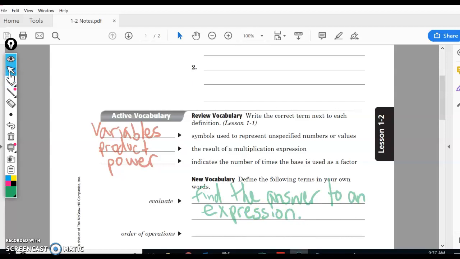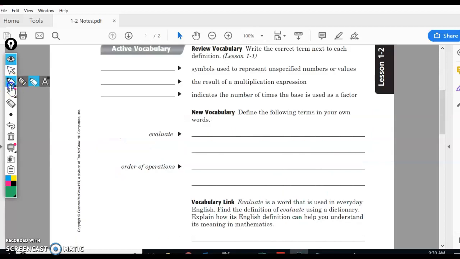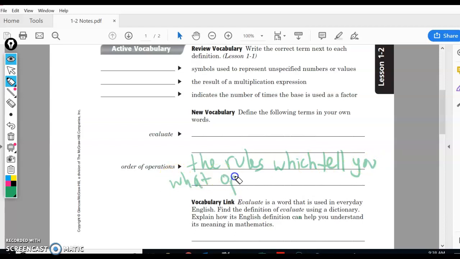Next one is order of operations. They are the rules which tell you what operation, when I say operations, addition, subtraction, multiplication, or division, to perform in a specific order. Okay? Make sure you have those written down before we get to the next section.